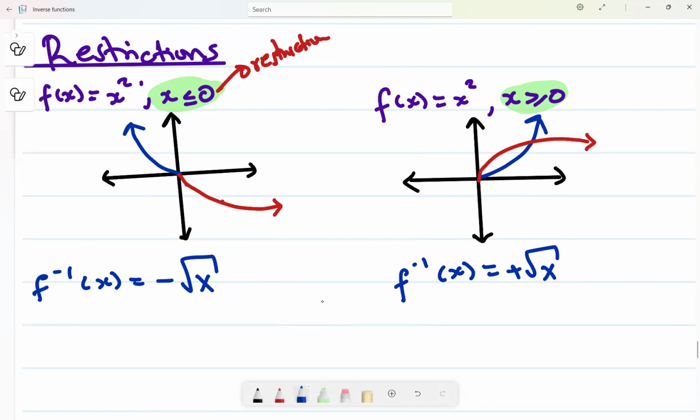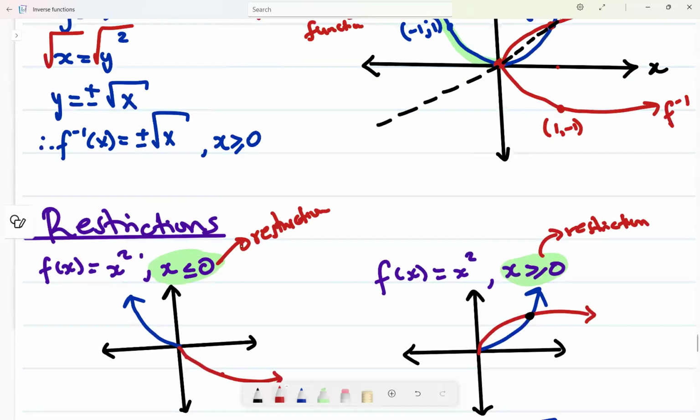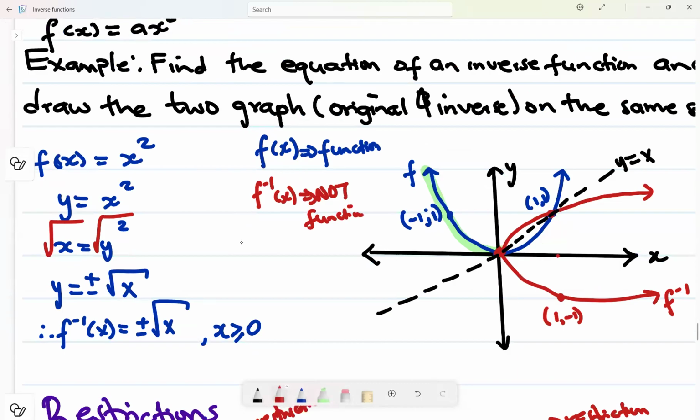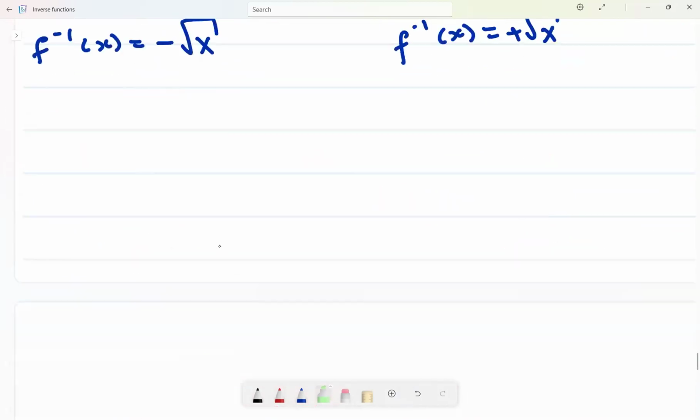How interesting is that? So now this is a point of contact there. So here we restricted when x is greater than 0. This is also a restriction. What is the purpose of restricting this function? It is because the original inverse, which is this one here, is not a function. So we need to restrict the domain of the original such that the inverse becomes a function.